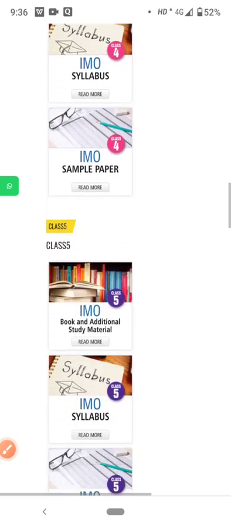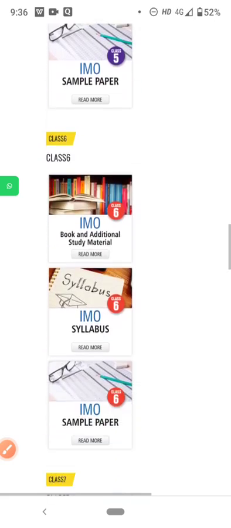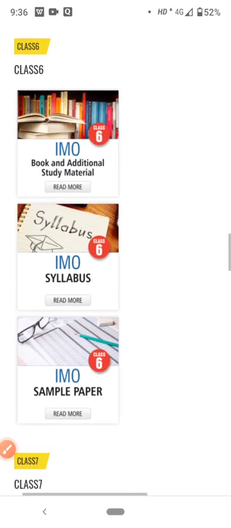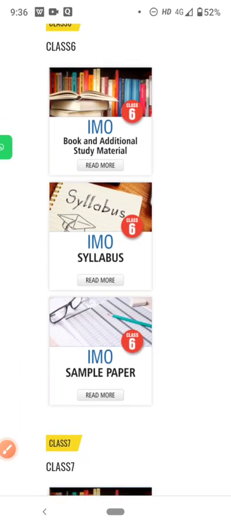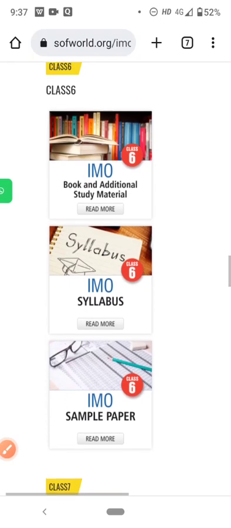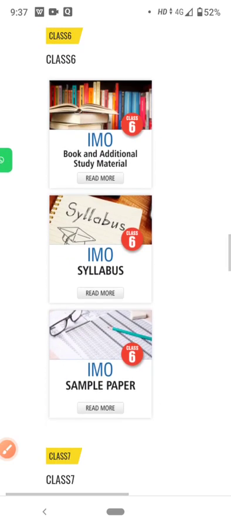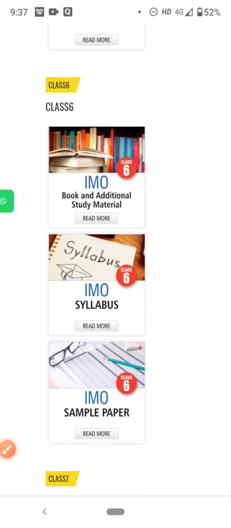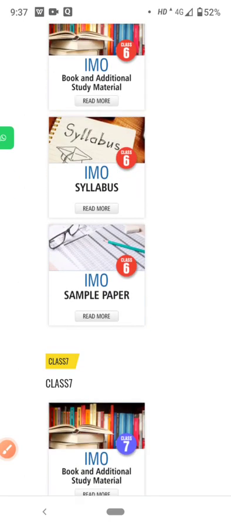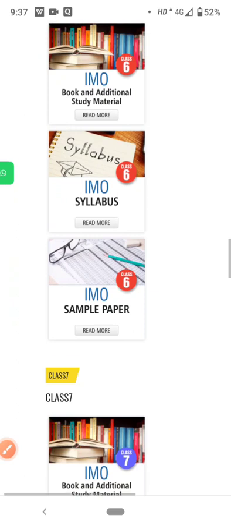So those people who are interested in giving a scholarship exam, this is suitable, and you can say the best exam for you.